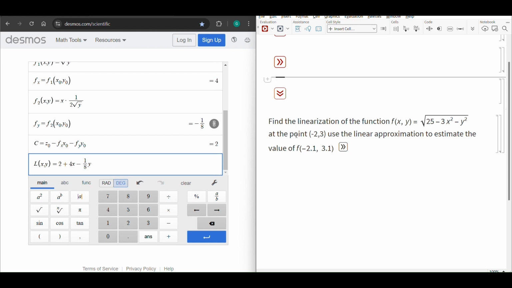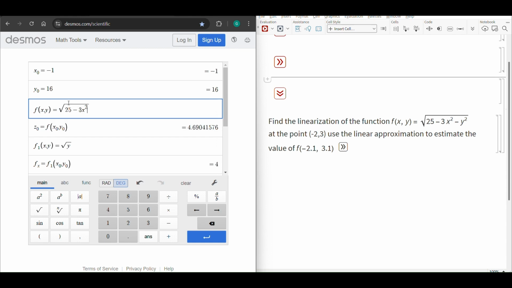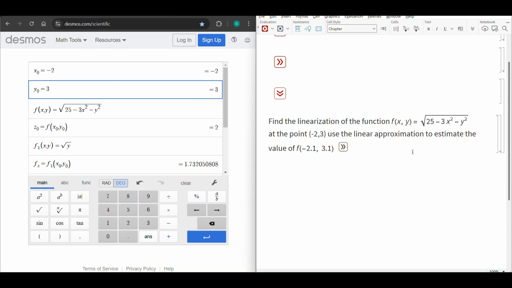Do the same exact thing here. It's going to be a little different now because we'll see why in a second. We have this function. Start off by just writing out the function: the square root of 25 minus 3x squared minus y squared. x naught is negative 2, y naught is negative 3. What makes this problem different is now everything's under the square root, so we're going to have to use a chain rule. Now, you could just do the chain rule on its own terms, and you're going to get the correct answer, but we have a way to make that much simpler.